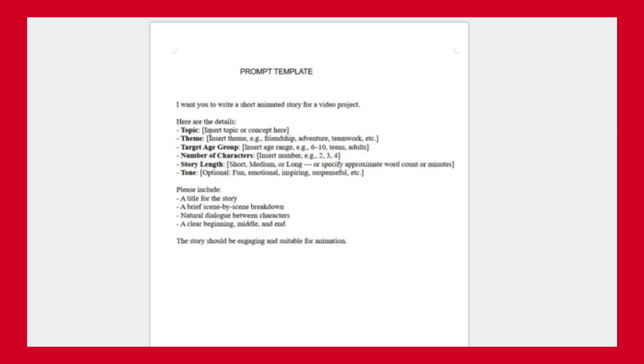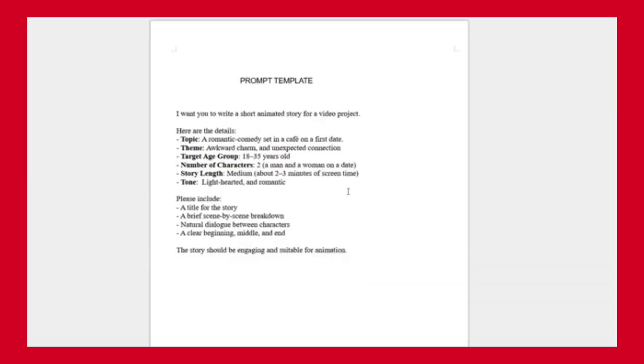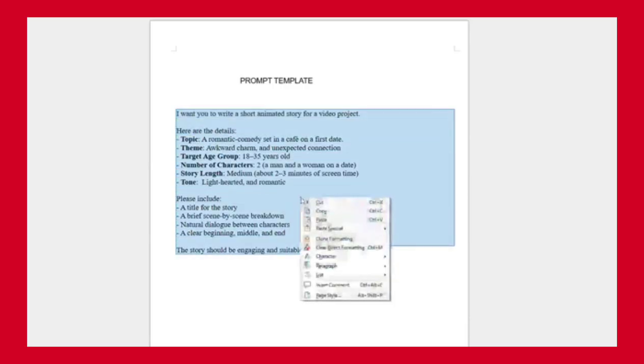Just plug in your topic, define a theme, specify the target age group, the number of characters, desired story length, and tone of dialogue. I have added examples alongside each one to show you exactly what to fill in. These are the settings I will be using, but feel free to tweak them to craft fresh, engaging stories and character dialogues for your animation.